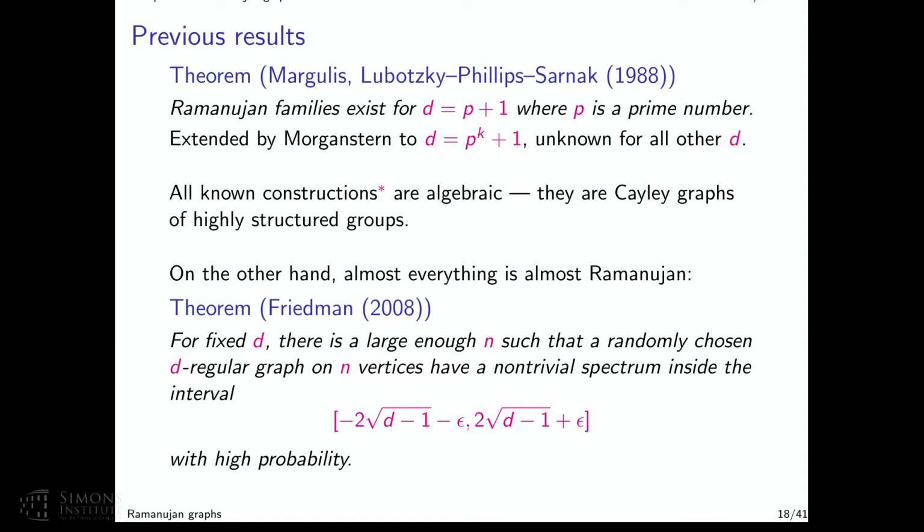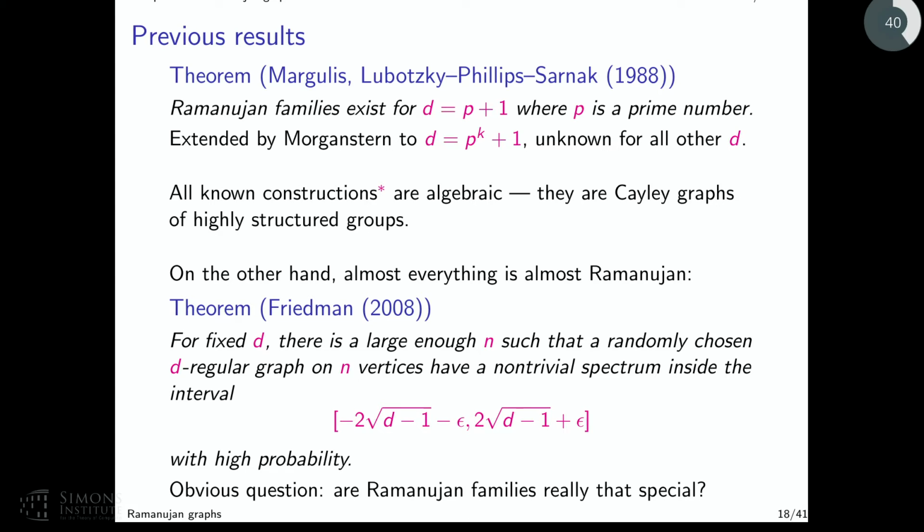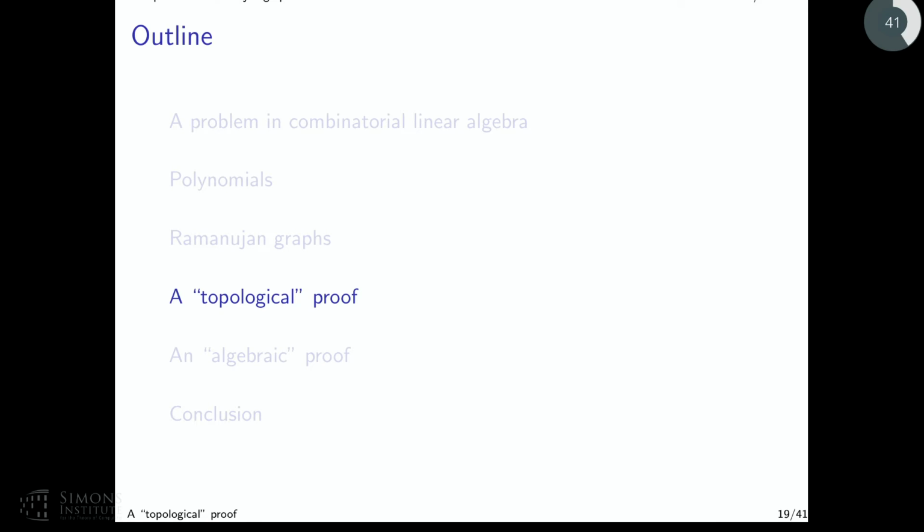Then again, on the other hand, almost everything is almost Ramanujan. So a theorem of Friedman says that if you're willing to be off by some epsilon, then as n gets large, you will be within that epsilon with extremely high probability. So the obvious question is, are Ramanujan families really a special artifact of these algebraic structures, or do they exist in some other generality? And I'd like to give two proofs of their existence. So the first proof, which Will's proof was an extension of, I'm going to call the topological proof.